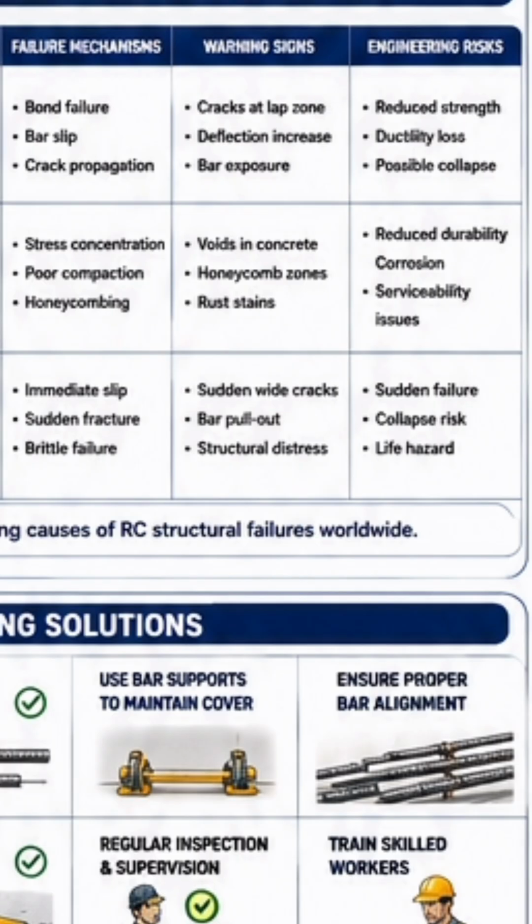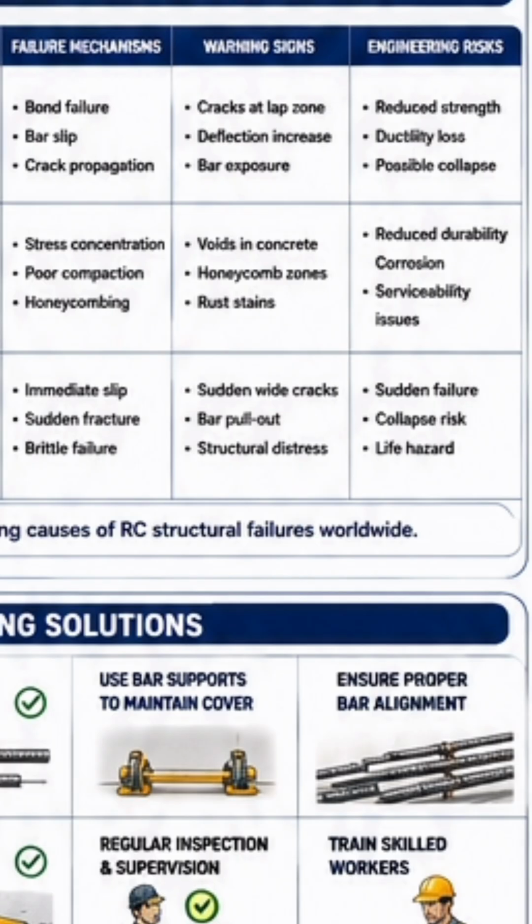Then we have the warning signs. What are those warning signs that you tend to see because of lapping? So we have cracks, that is cracks at the lap zone. The area where the lapping occurs, you're going to be seeing cracks. Those cracks are a warning sign that improper lapping has been done. Then deflection increases, so you are going to have an increase in deflection. Then you also have bar exposure, right? Then you also have voids in concrete.